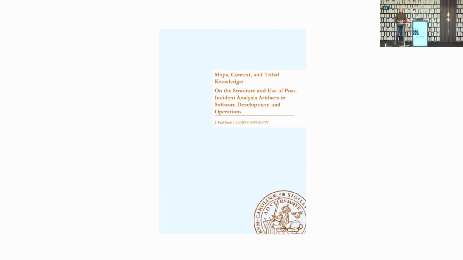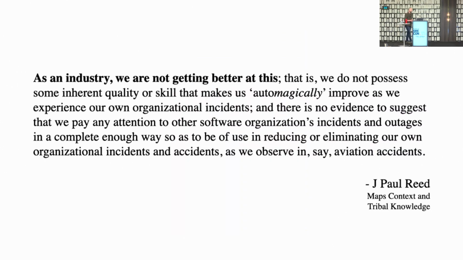And the first safety scientist that I want to introduce you to is actually one of our own, and that's J. Paul Reed. He started out as a release engineer and has worked at Netflix. But he's also studied a Master's of Human Factors and System Safety at Lund University in Sweden, where the topic of his thesis was post-incident reviews. Specifically, he looked at the artifacts from reviews and how they're used by different teams. And I want to start with this quote of his from his thesis.